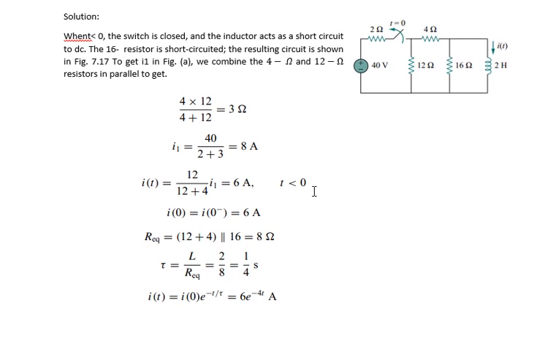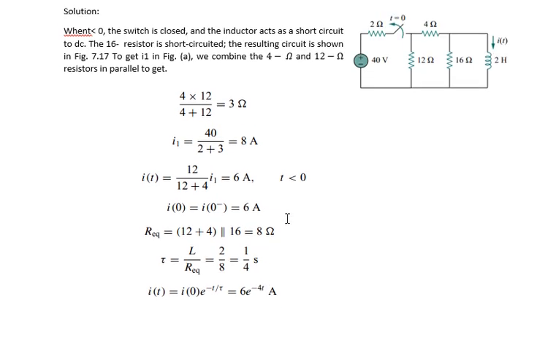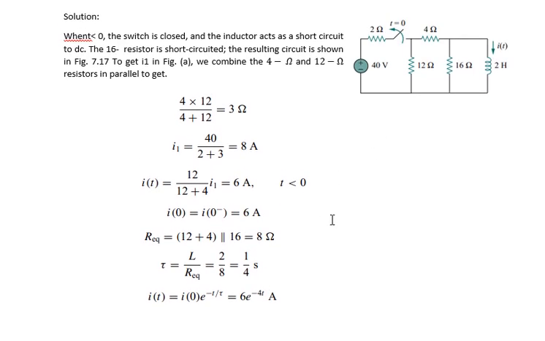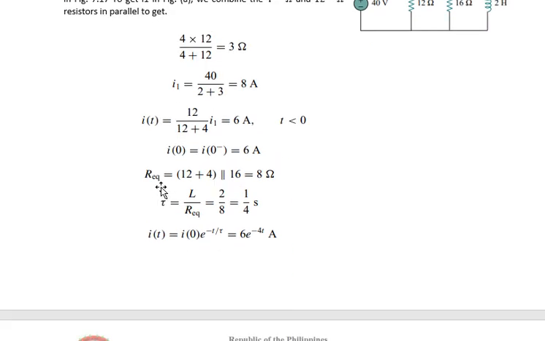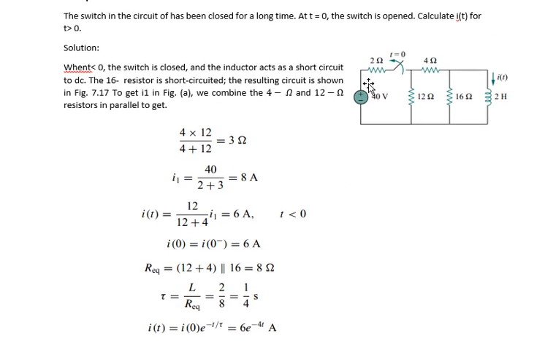So ibig sabihin, at all times, which is t less than 0, it means that this is connected. The current here sa inductor na to is equal to 6 ampere. So yung 6 ampere na yan is yan yung gagamitin natin when this connection here is disconnected. Okay? So we have R equivalent, so ibig sabihin when this is disconnected, the remaining circuit now is ito lang.